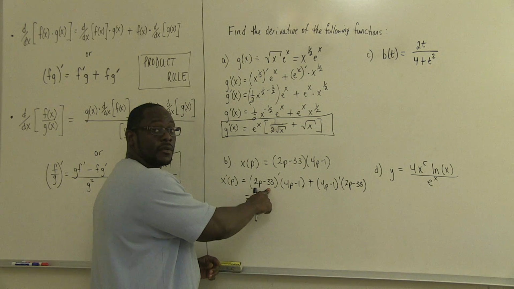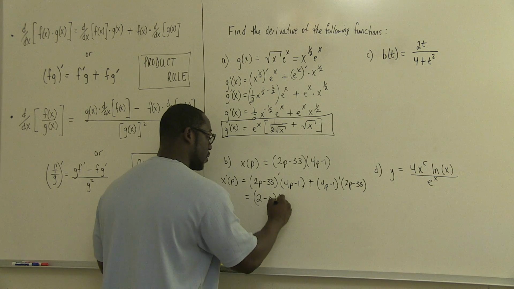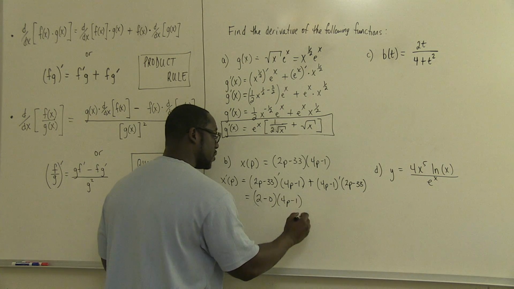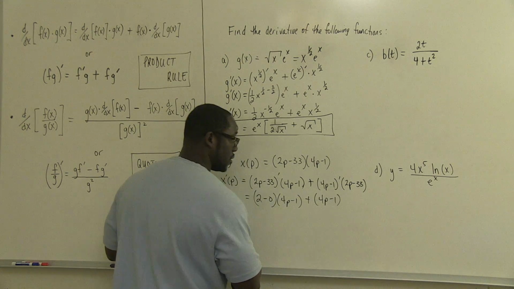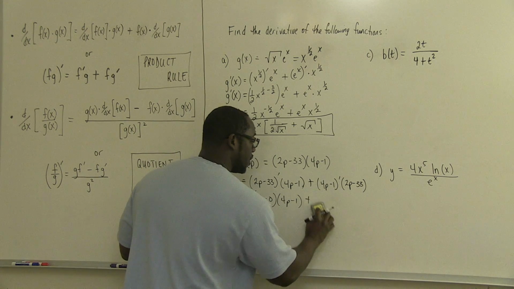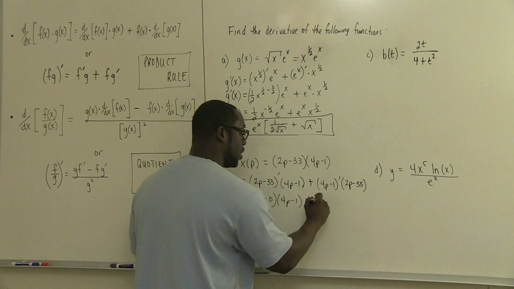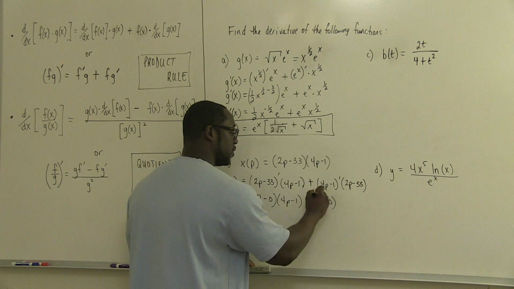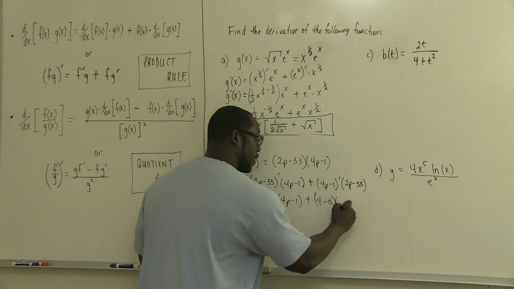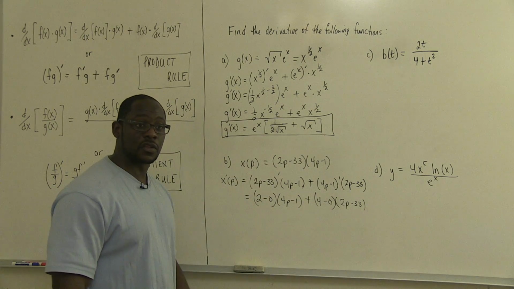Of course, the derivative of any constant is 0 times this. Sorry. And so for here, when we take the derivative of 4p, that would just be 4. And of course, the derivative of any constant is 0 again. And then we just write the 2p minus 33.